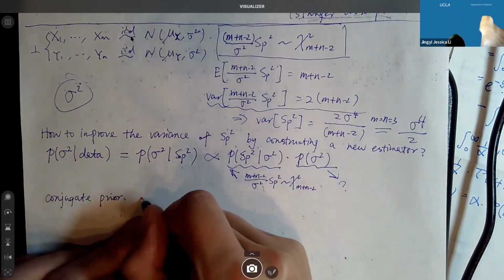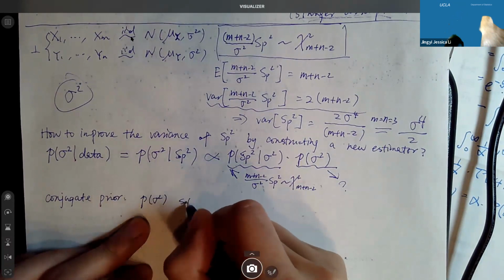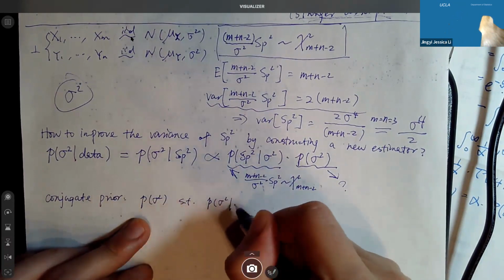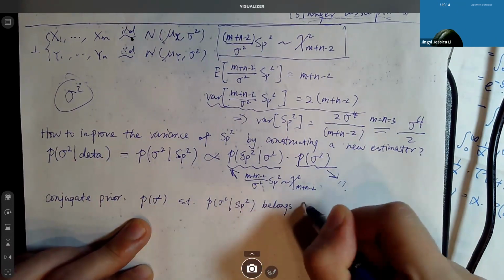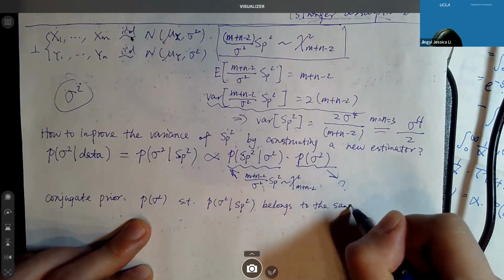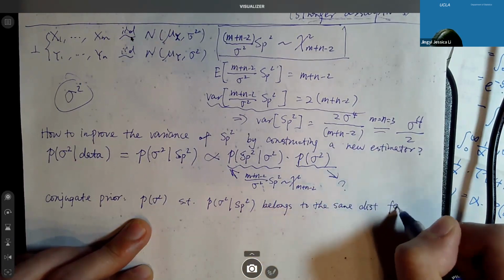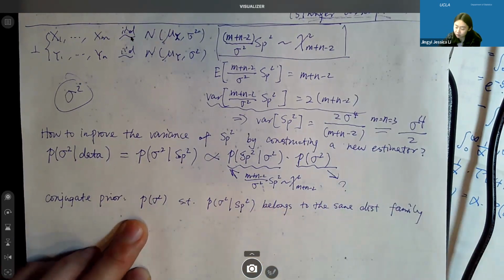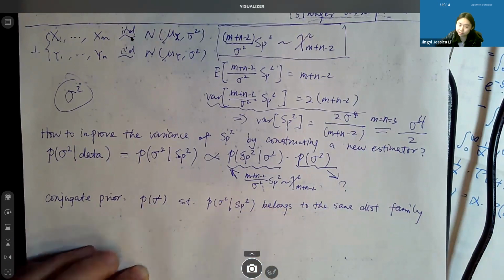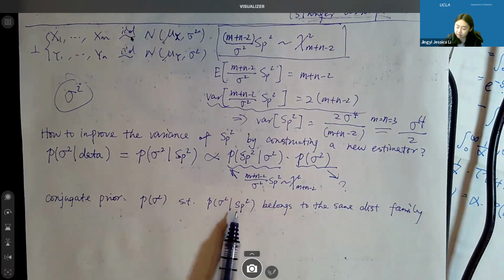So the prior P of sigma square is such that P of sigma square given SP square, the posterior, belongs to the same distribution family. By distribution family, I mean if the prior is a normal distribution, we hope the posterior remains a normal distribution. If it's exponential, this is still exponential. If this is gamma, this is still gamma. By the way, exponential is a special case of gamma. So that's the definition of conjugate prior.